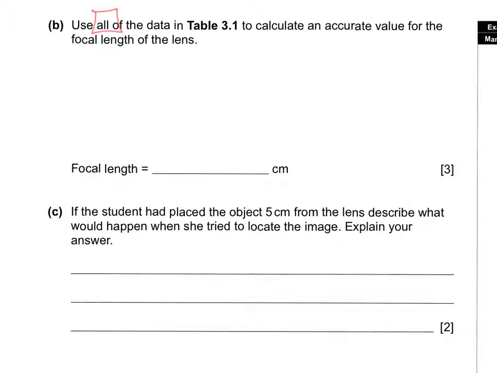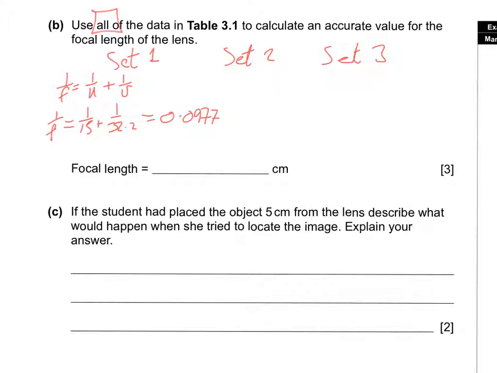So that means you're going to calculate using your lens equation, 1 over f is 1 over u plus 1 over v. Calculate that for the 3 values of u and v in the table, and then take a mean of the focal lengths you get. So for set 1, I get a 1 over 15 added to 1 over 32.2, which gives me 0.0977, and then if I take 1 over that, I get an f value of 10.23 centimeters.